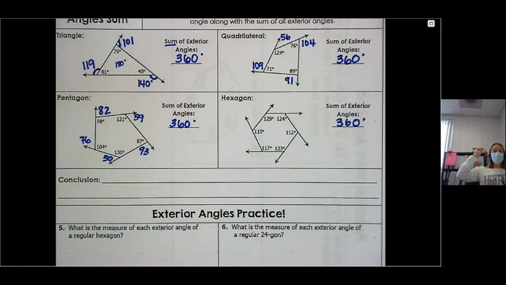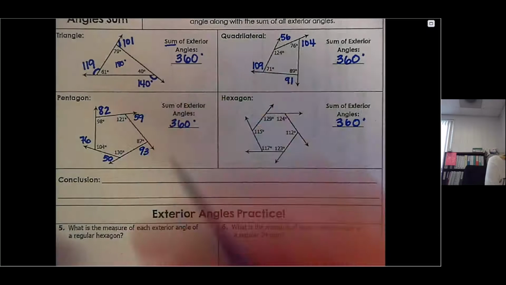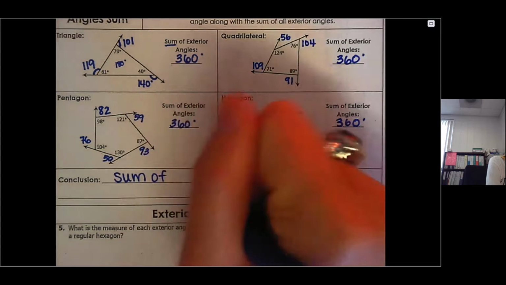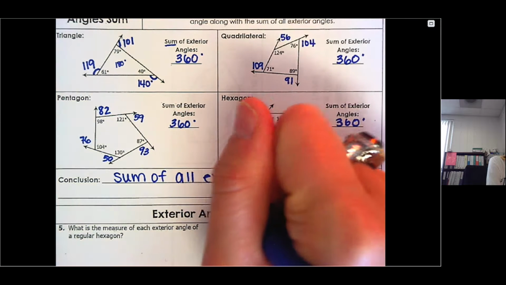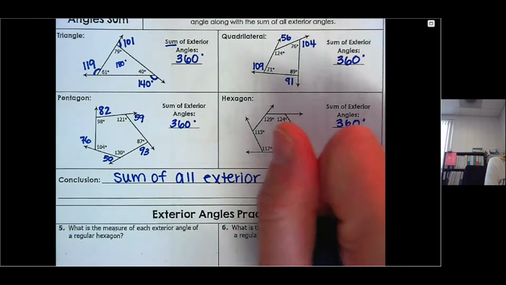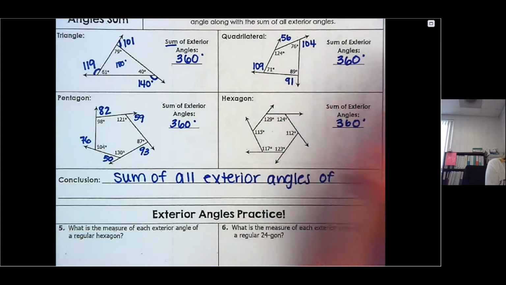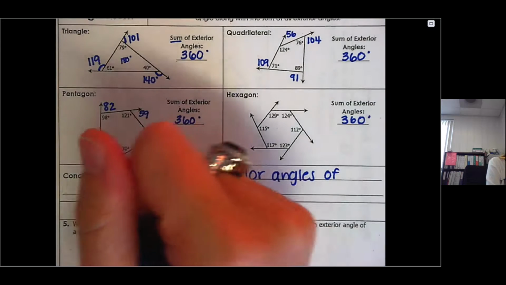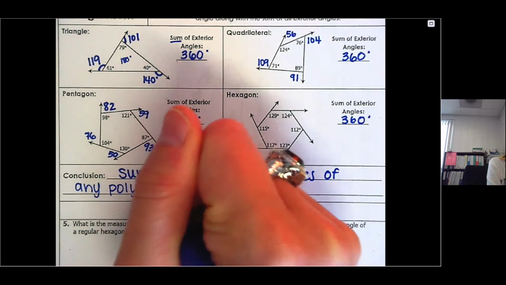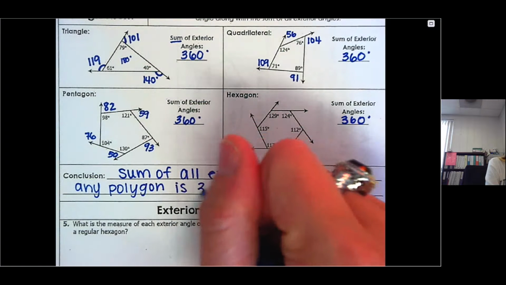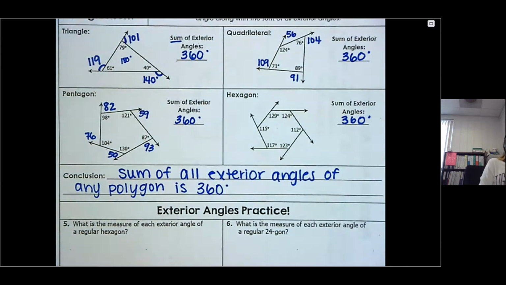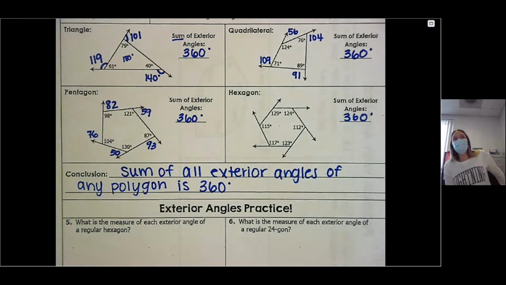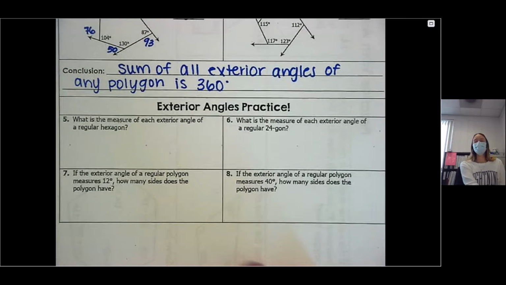All exterior angles of a polygon add up to be 360. So I'm going to put the sum of all exterior angles of any polygon, doesn't matter what shape it is, is 360 degrees. So it could be a 300-sided figure. The exterior angles are still going to add up to be 360 every time, no matter what. What does 360 make? Yes, what shape does 360 make? A circle, yeah.